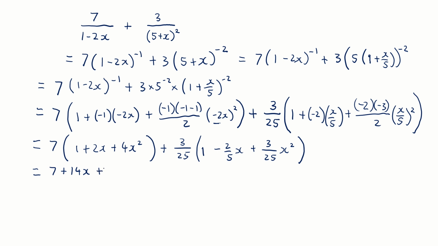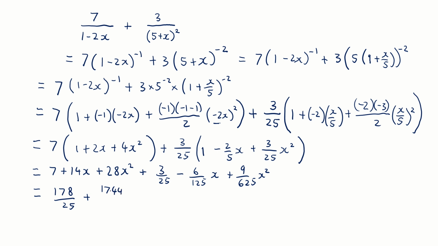So therefore, we've got that for the first brackets being expanded. The second brackets being expanded, not so nice. We're going to get 3 over 25 minus 6 over 125x, and then lastly, plus 9 over 625x squared. So, gathering everything together, we're going to get 178 over 25. We're going to get 14 minus 6 over 125, which is 1,744 over 125. Lots of x.